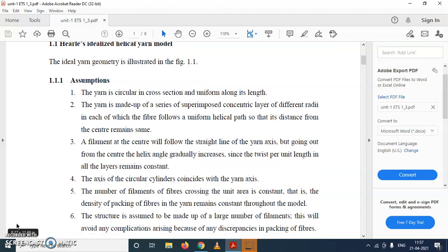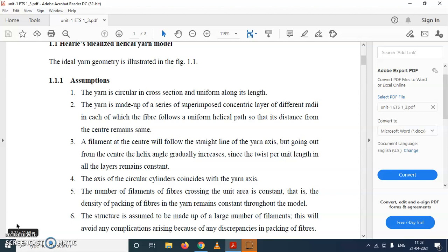First is yarn is circular in cross section and uniform all along its length. Second is yarn is made of series of concentric cylinders of different radii. We have assumed that yarn is made up of series of concentric cylinders in which the filament follows a uniform helical path so that its distance from yarn axis remains constant. I'll show you the figure in few moments, so you will be able to understand it in a better way.